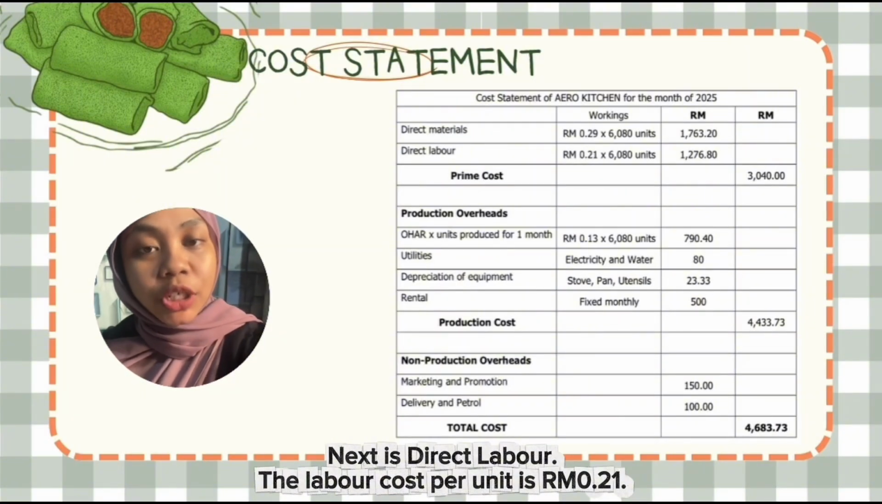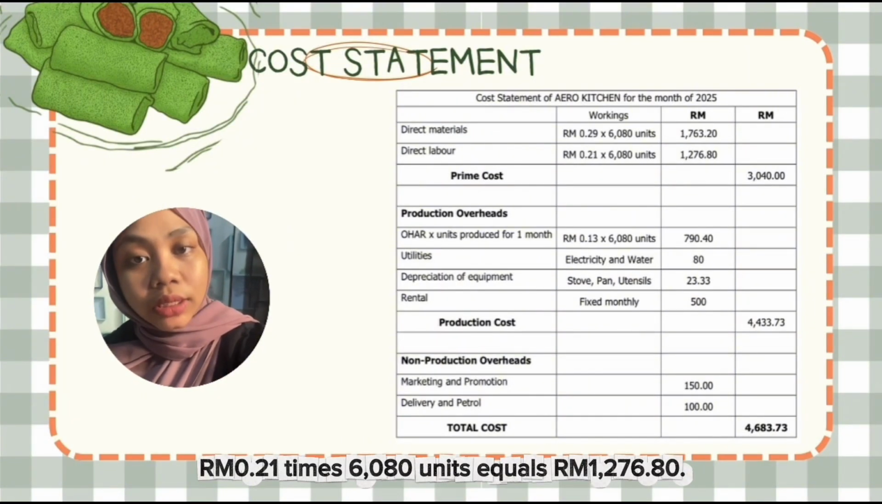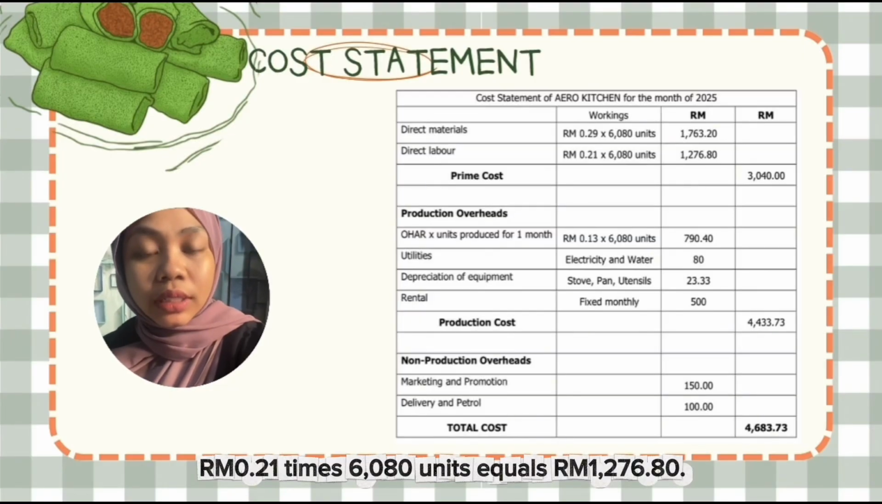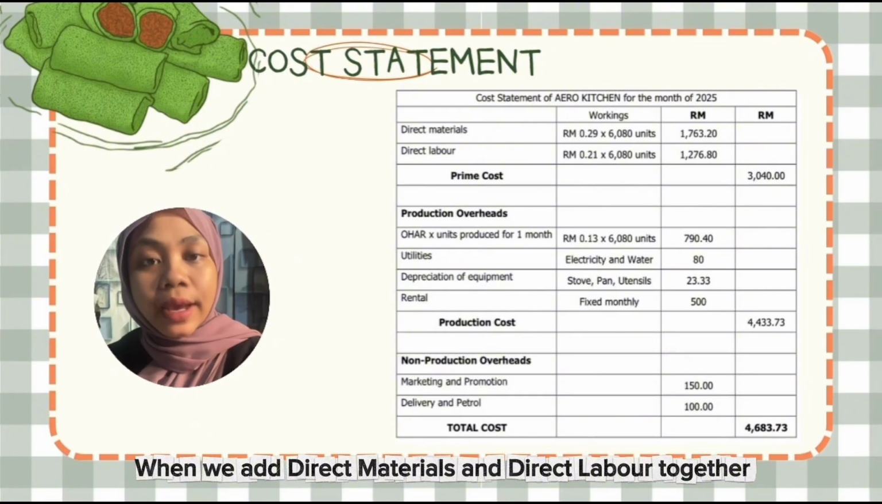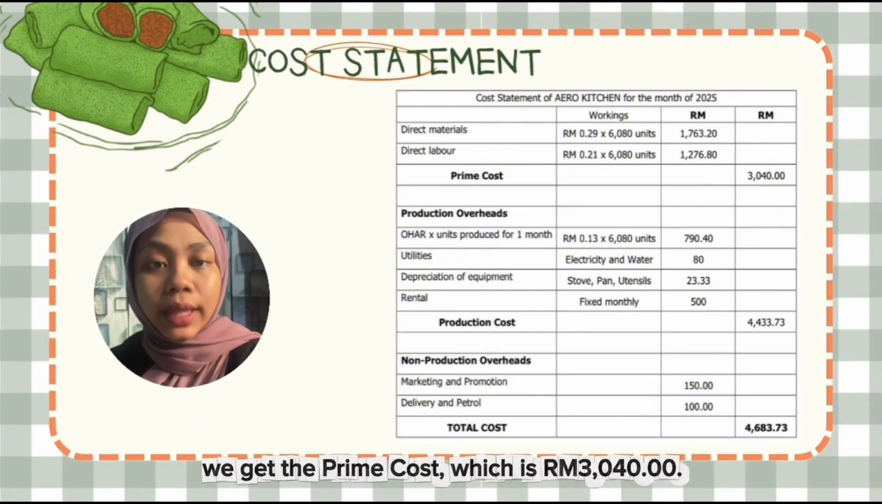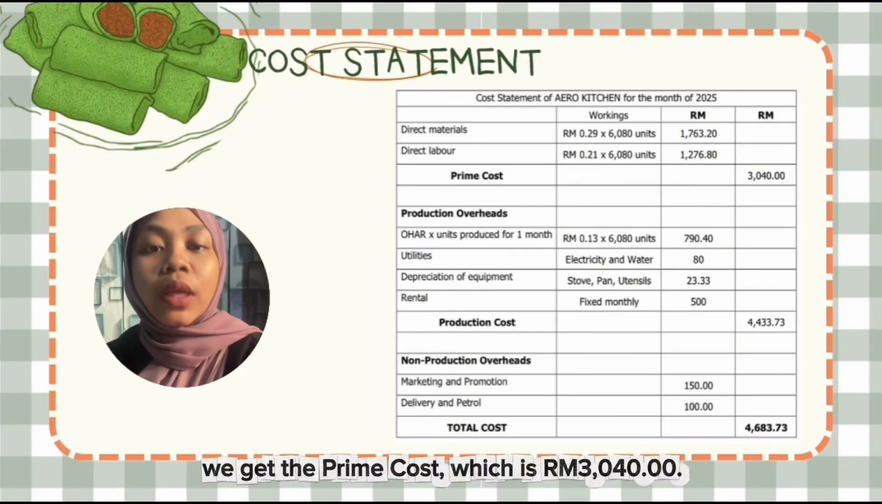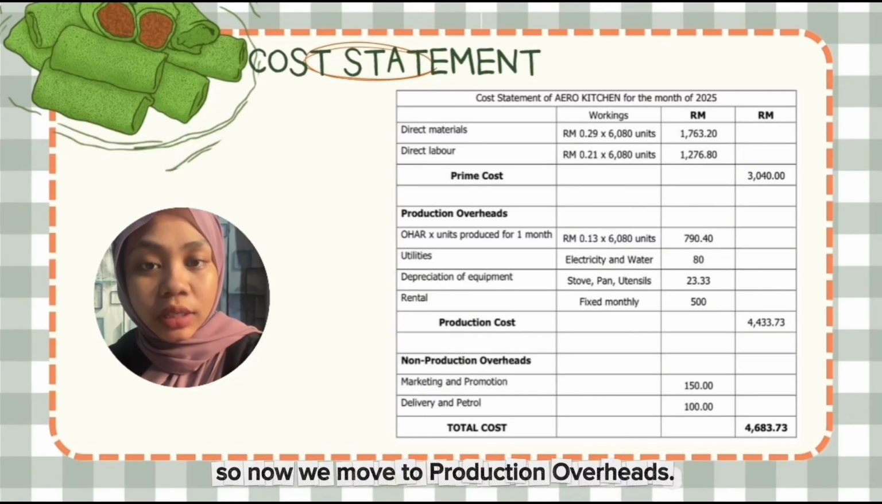The labor cost per unit is 21 cents. 21 cents times 6,080 units equals to RM1,276.80. So when we add direct materials and direct labor together, we get the prime cost, which is RM3,040. So now we move to production overheads.